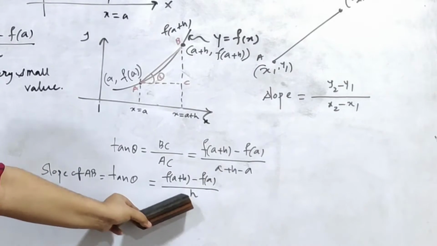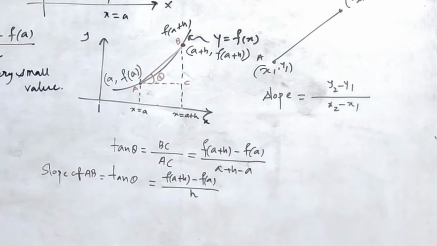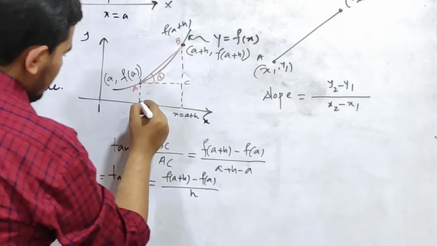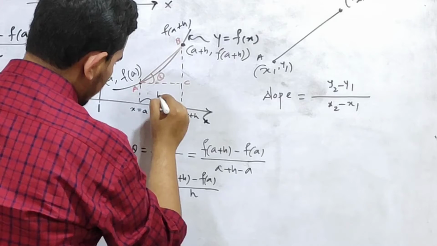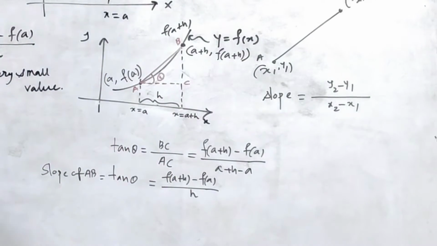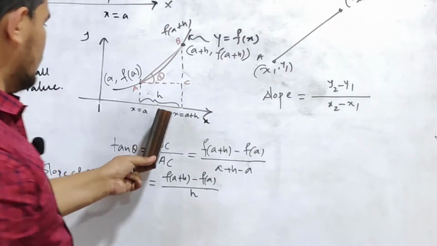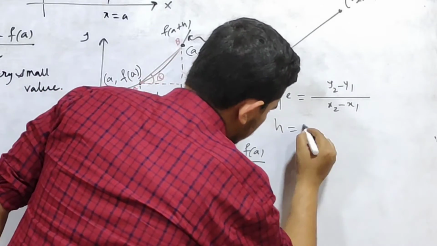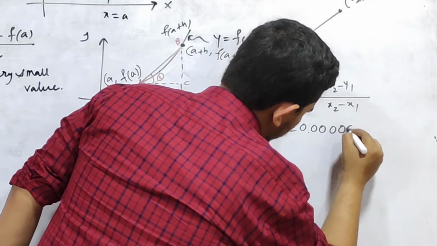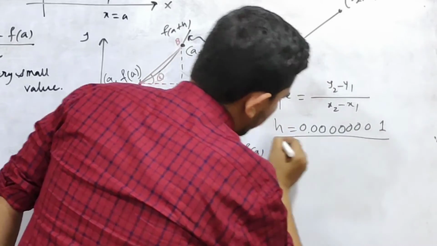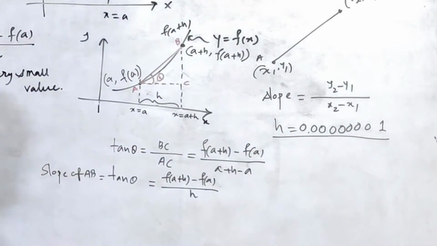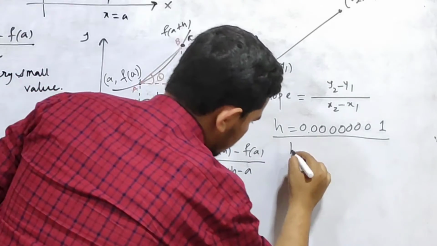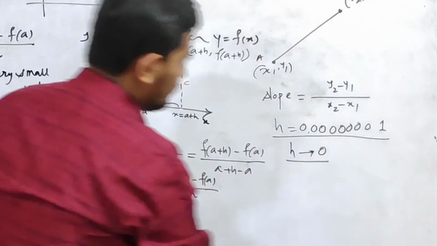So you can see this expression resembles this expression. So here this gap which I am getting is H. Now I have already told you that H is a very small value. Like this is an example of the value of H. So this value will be very small. This value will be nearer to H tends to 0.